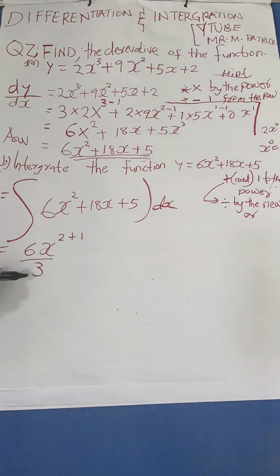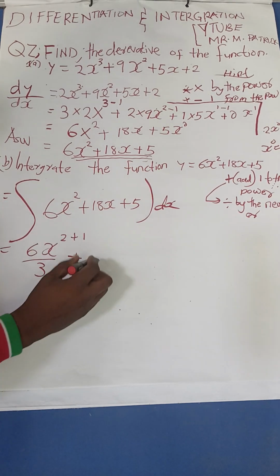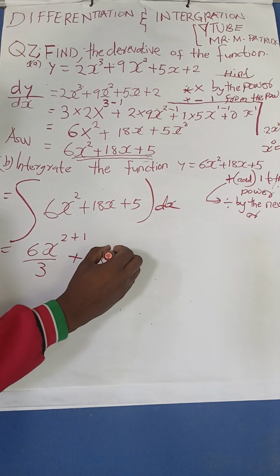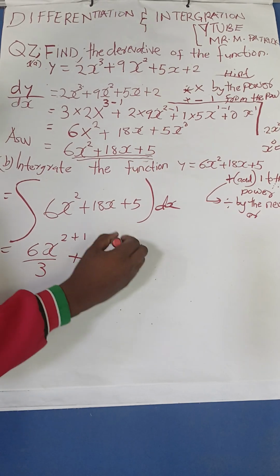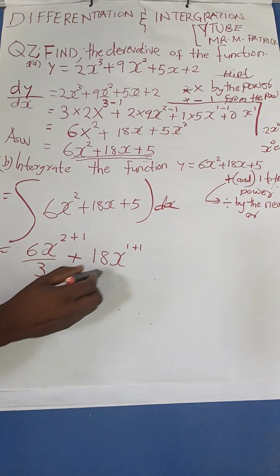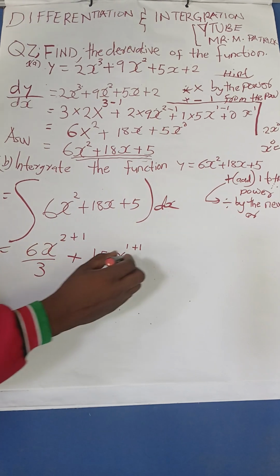Good. I think you have seen what I've done here. We go ahead now to the next one, 18x. Remember here the power is 1. You add 1 to the power. The new power you get here is 2. So you divide by 2 here. Then you proceed.